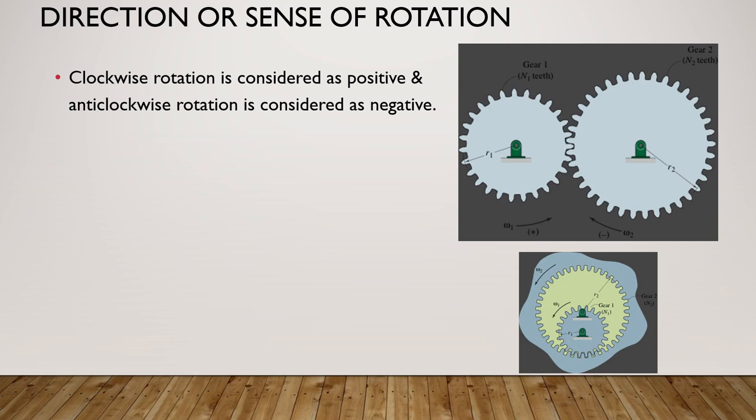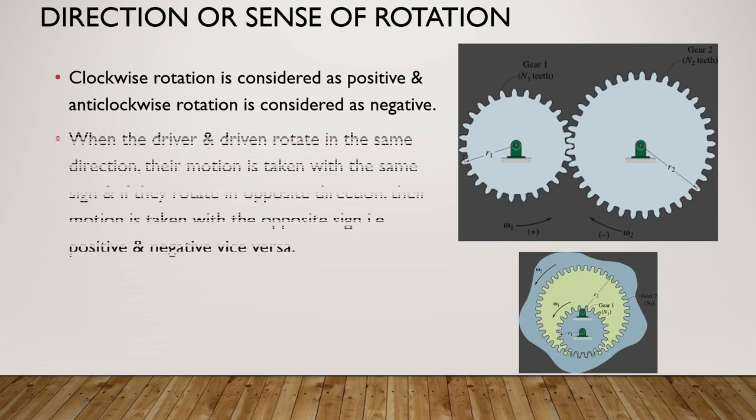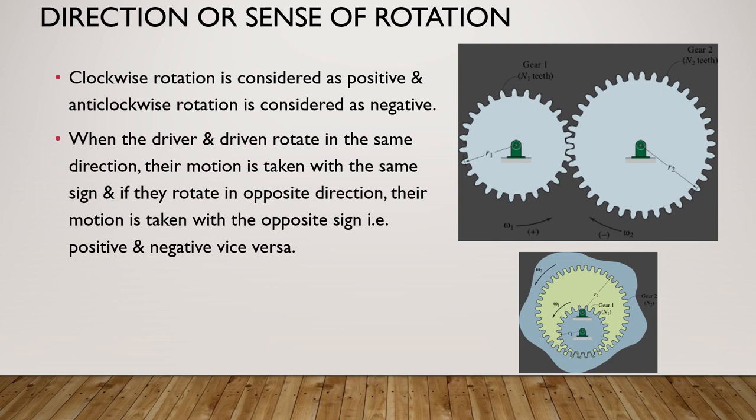So if a gear is rotating in a clockwise direction with respect to the center, clockwise is usually taken as positive, and anti-clockwise is taken as negative. This is with respect to individual gears. When you consider the mesh of two gears, we usually write the positive and negative sign with respect to each gear.